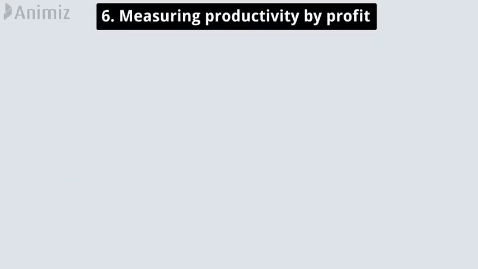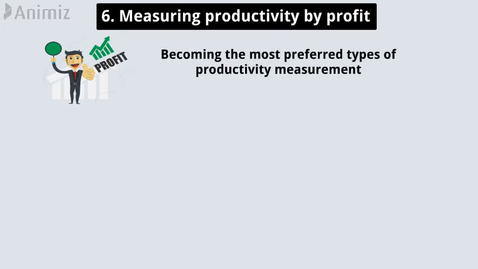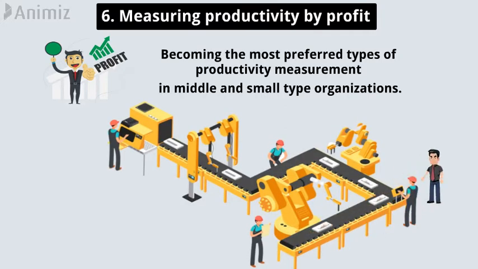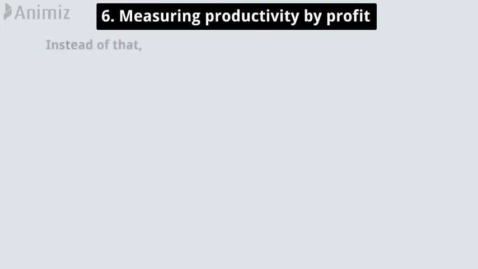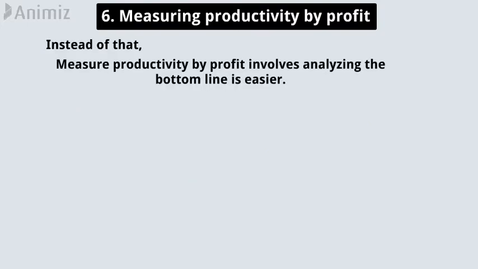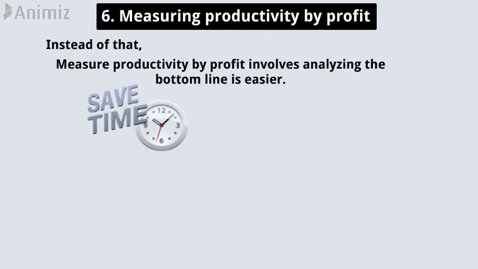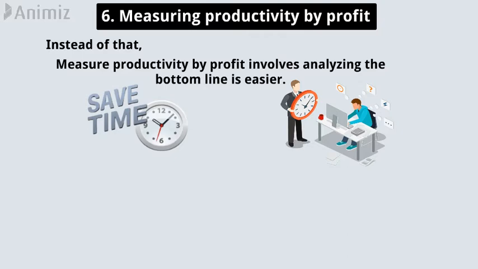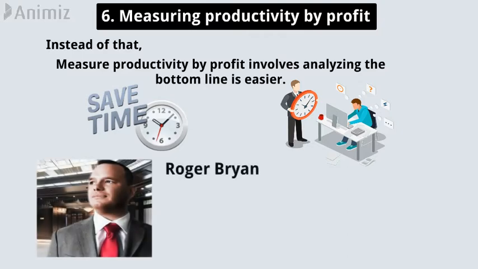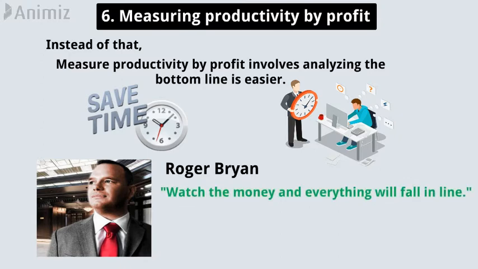6. Measuring productivity by profit. Measuring productivity in terms of profit gains is becoming the most preferred type of productivity measurement in middle and small type organizations. Tracking individual employee movement and performance is hard. Instead of that, measuring productivity by profit and analyzing the bottom line is easier. This method saves a great portion of the management time. A great business consultant, Roger Bryan of R.C. Bryan and Associates, once said, "Watch the money, and everything will fall in line."